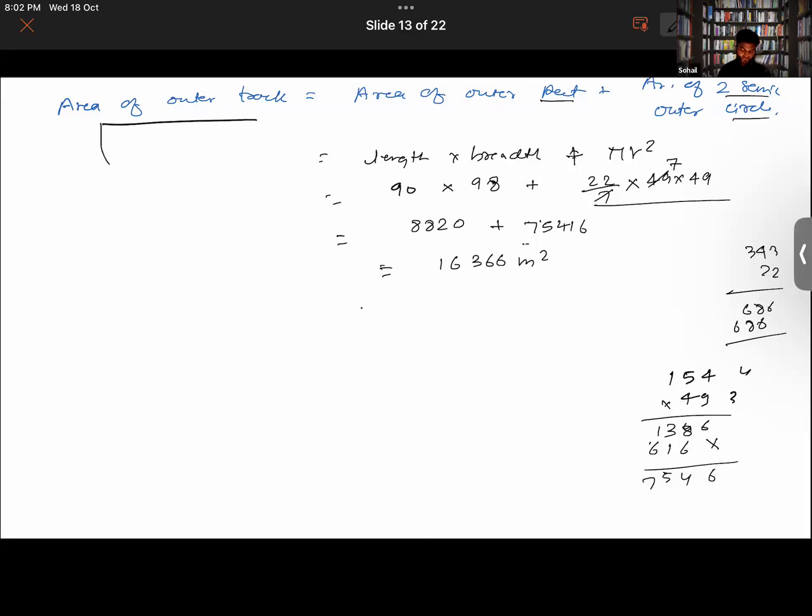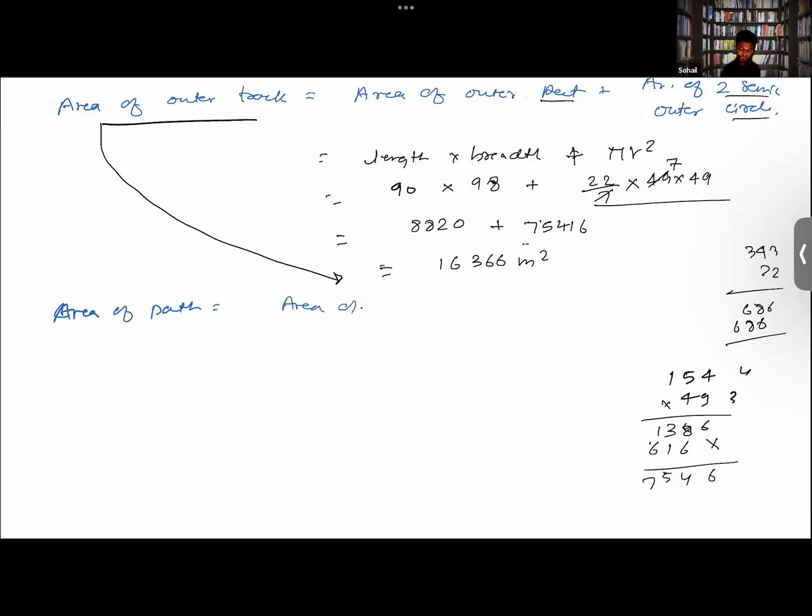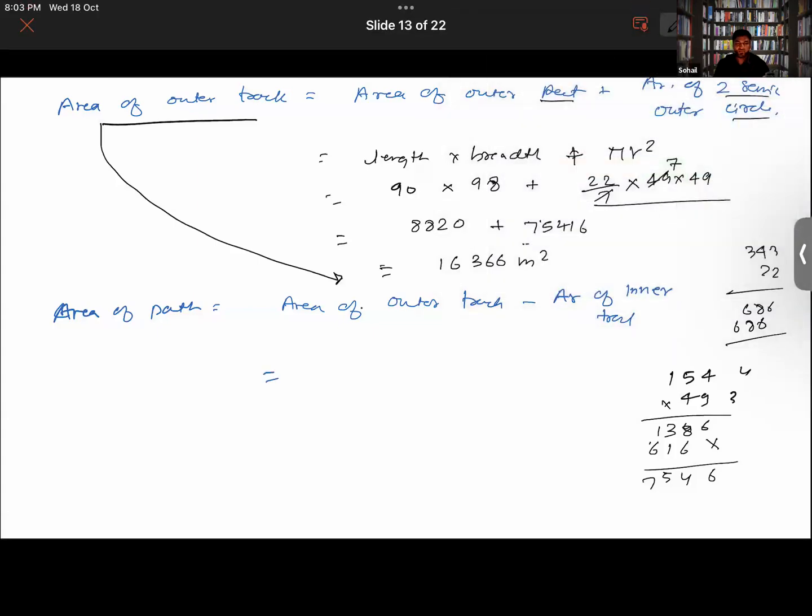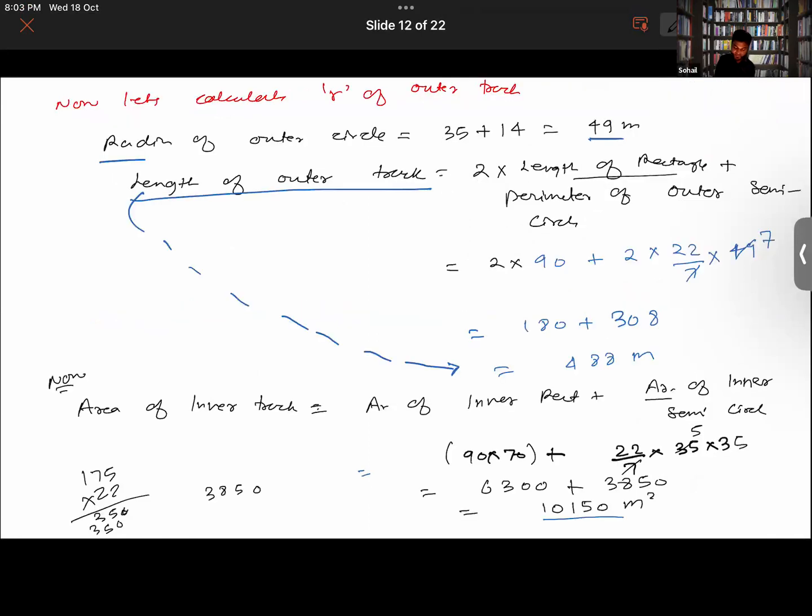So that is the area of outer track. We have got that one here, right? Now let's calculate the area of the path. The area of the path is the area of outer track minus the area of inner track. Whatever the area of outer track is, simply subtract the area of inner track from it. We calculated the area of outer track as 16,366, and moments ago we calculated the area of inner track, which was 10,150.